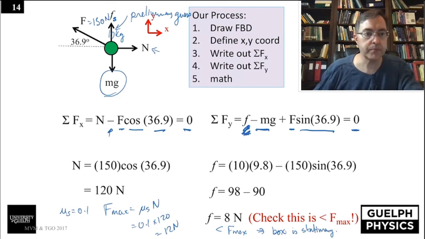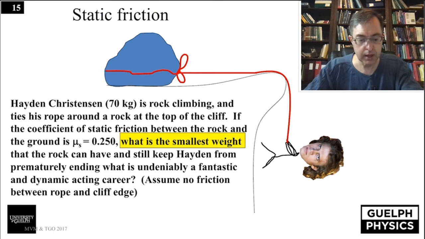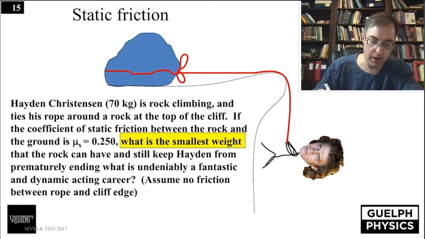All right. We'll do another problem with static friction. This one involves a movie star, Hayden Christensen, who's 70 kilograms, is rock climbing and ties his rope around a rock at the top of a cliff. If the coefficient of static friction between the rock and the ground is 0.25, what is the smallest weight?